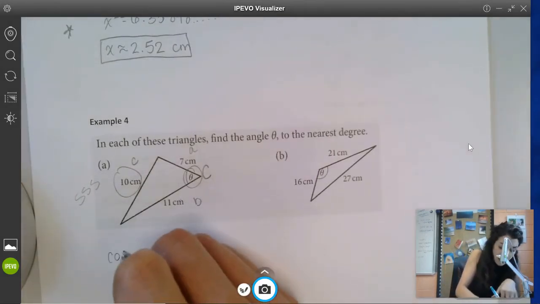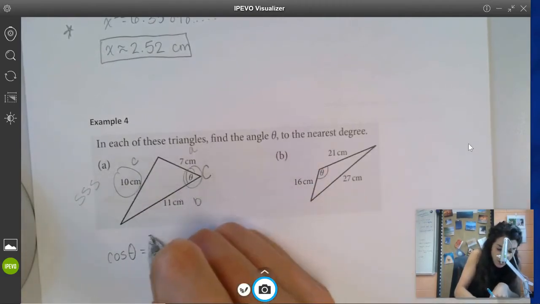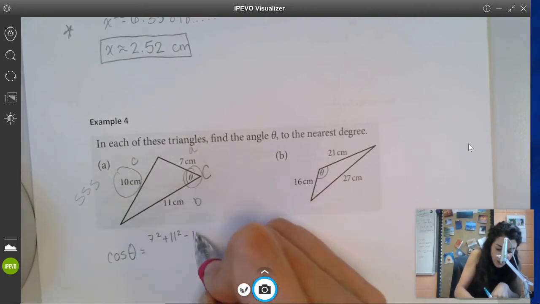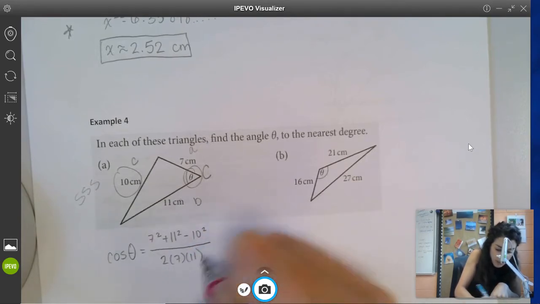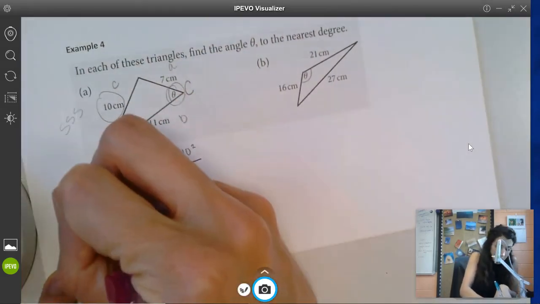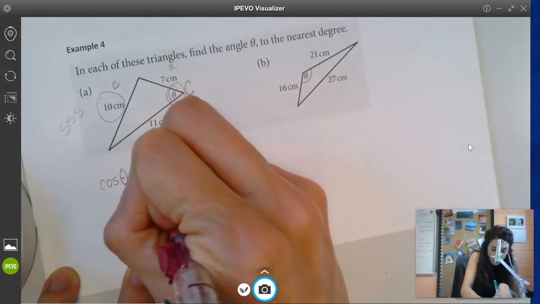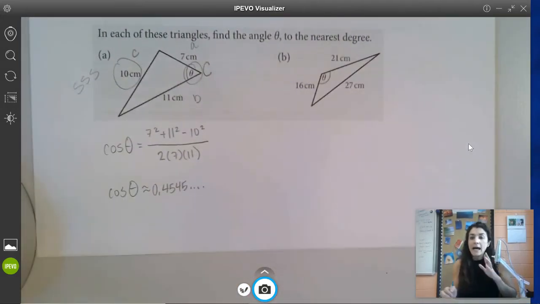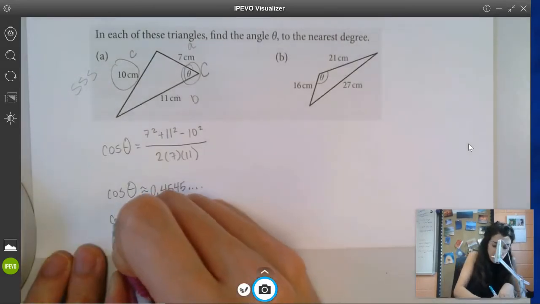So cosine of C, which is theta, equals, and then we have A squared plus B squared minus C squared all over 2 times A times B. And we get a decimal version of this. So we get cosine of theta is approximately 0.4545, and it keeps going on in that pattern forever and ever. At this point, once we have a decimal approximation, we do our inverse and we flip them around.